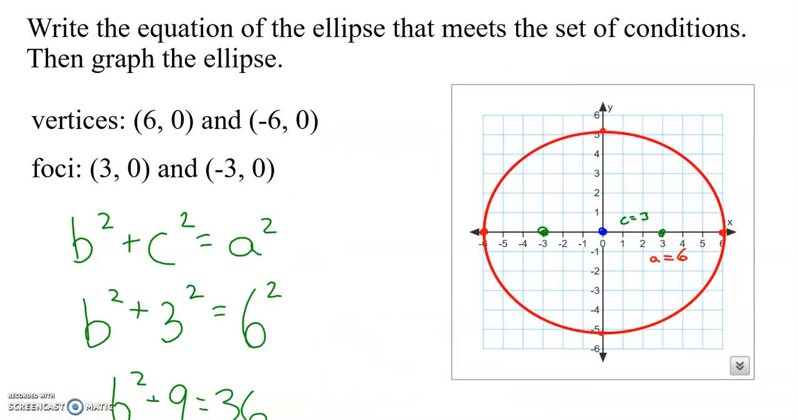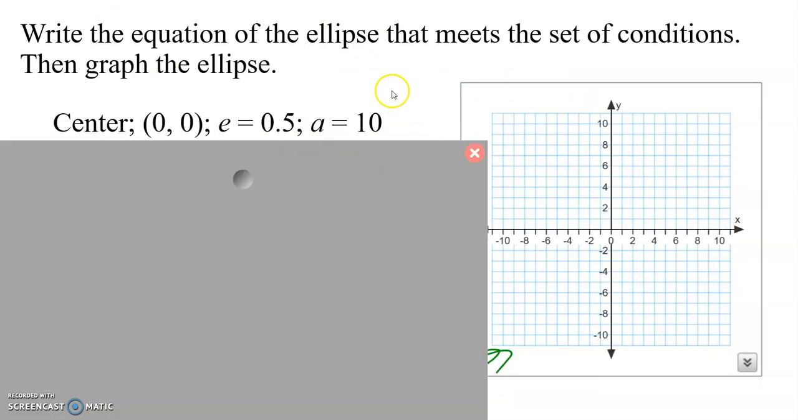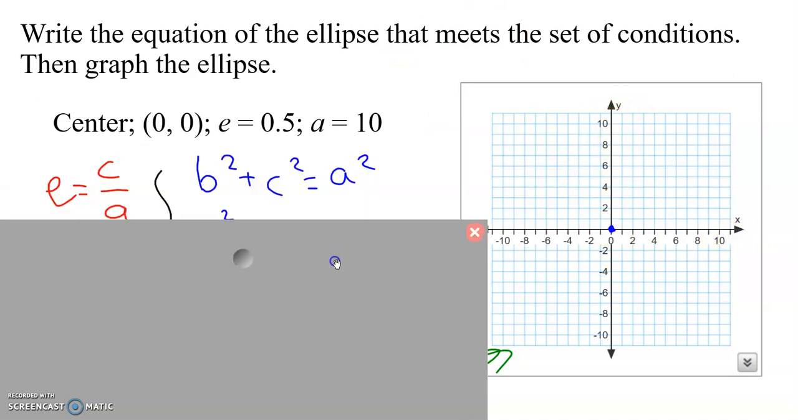All right, let's take a look at another one here. So for this one, I know the center is at 0, 0, the eccentricity is 0.5 or 1/2, and A is 10. So the center is at 0, 0, A is 10, so 10 units away is the major axis, but I don't know which direction that's in. Well, we'll come back to that.